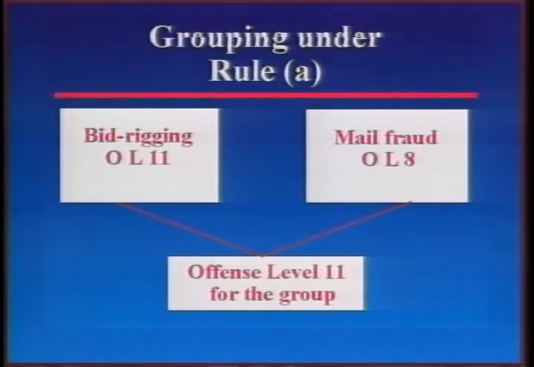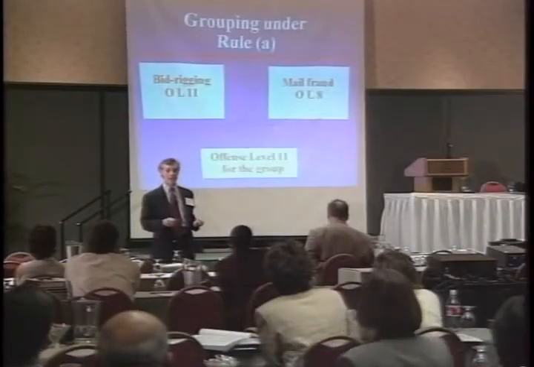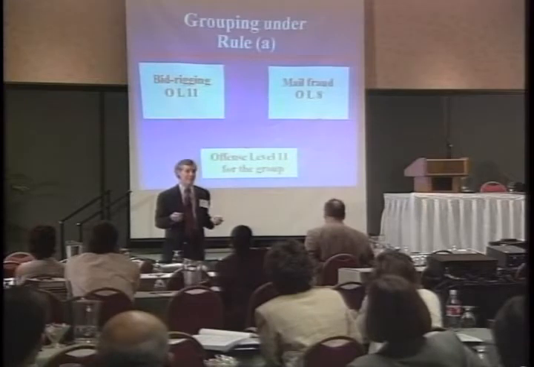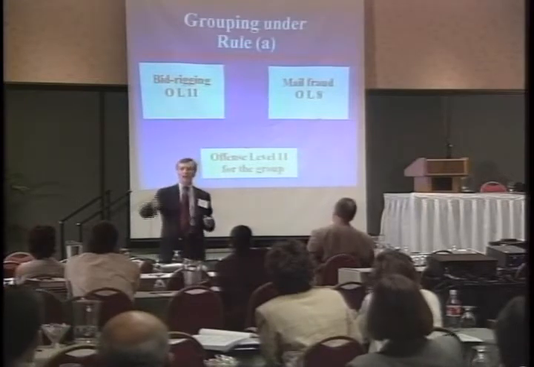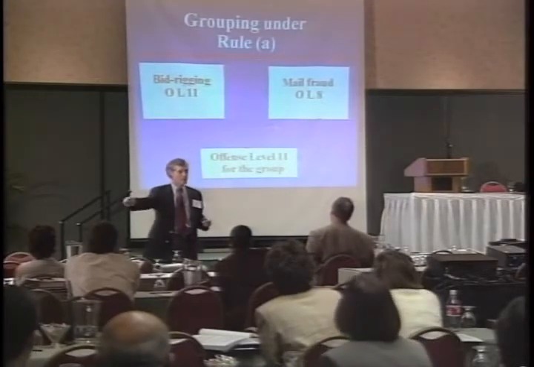My set of facts are this. I got 2 counts of conviction. One count is for bid rigging. The other count is for mail fraud. The bid rigging count involves the guy rigging a bid. The mail fraud count is the mailing in of this bid that was the bid rigging.